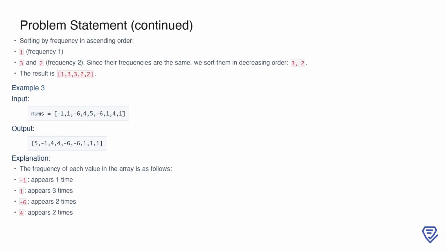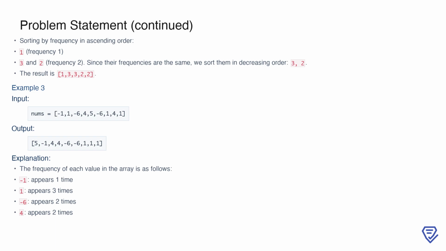Looking deeper at the second example, after calculating frequencies, we sort the values by their frequency in ascending order. The value 1, with a frequency of 1, is placed first. For 2 and 3, both have a frequency of 2, so we compare their values and sort them in decreasing order. This means 3 comes before 2, giving the final result of 1 3 3 2 2.